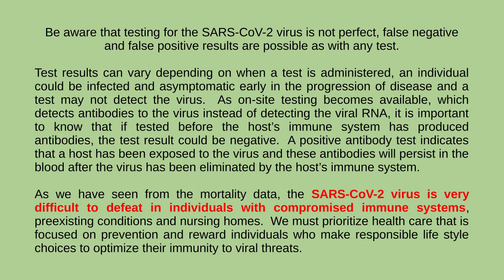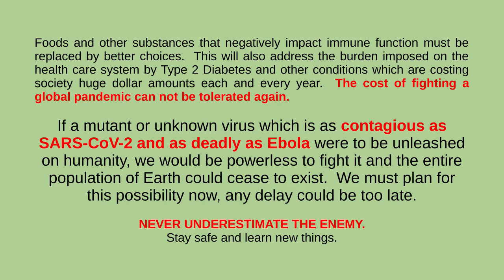We must prioritize healthcare that is focused on prevention and reward individuals who make responsible lifestyle choices to optimize their immunity to viral threats. Foods and other substances that negatively impact immune function must be replaced by better choices. This will also address the burden imposed on the healthcare system by type 2 diabetes and other conditions which are costing society huge dollar amounts each and every year. The cost of fighting a global pandemic cannot be tolerated again. If a mutant or unknown virus, which is as contagious as SARS-CoV-2 and as deadly as Ebola, were to be unleashed on humanity, we would be powerless to fight it, and the entire population of Earth could even cease to exist. We must plan for this possibility now.